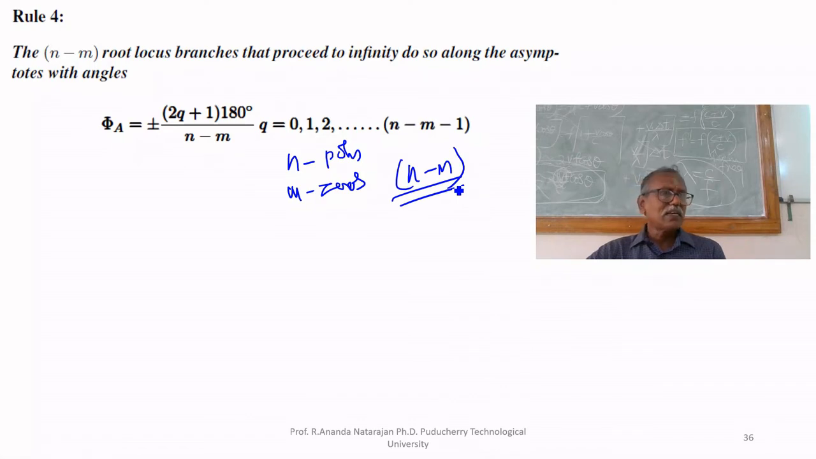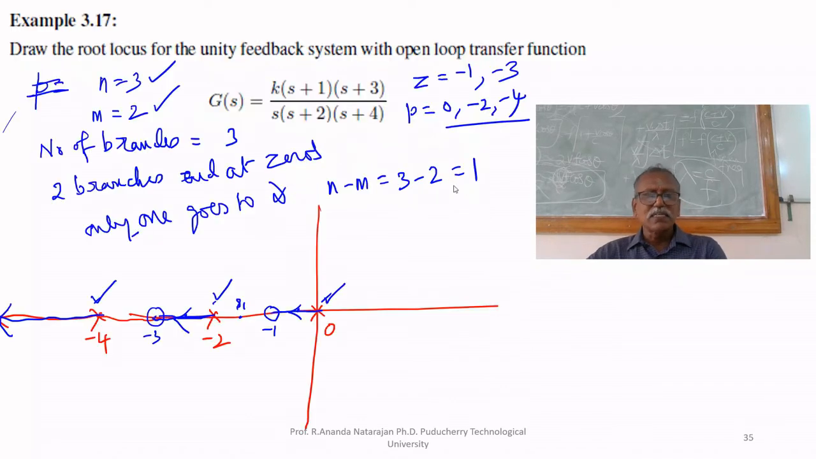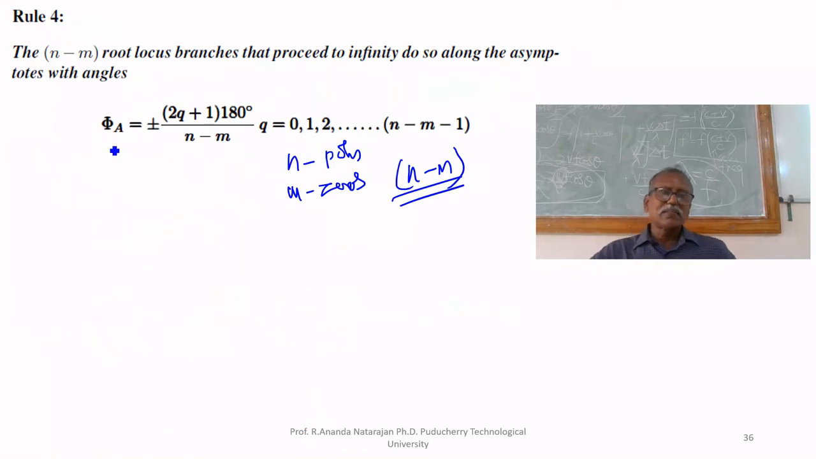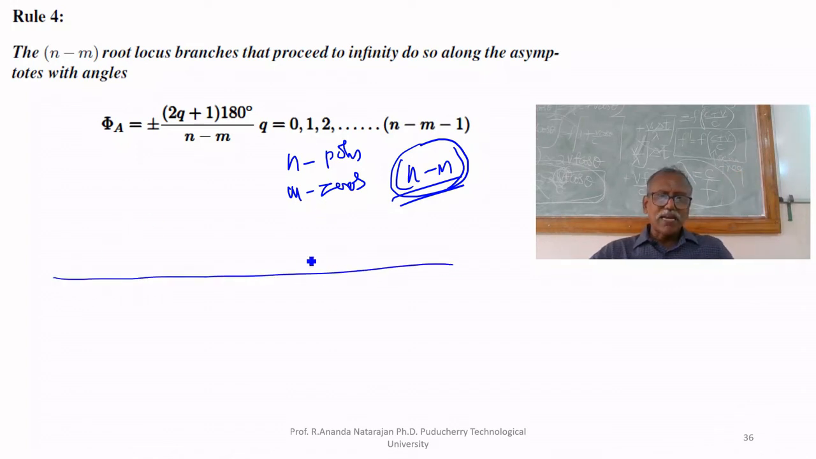In the previous case, this root locus branch ended at infinity at an angle of 180 degrees. It goes to infinity at an angle of 180 degrees. Like that, here we have to find an angle for the n minus m branches. Suppose we assume that n minus m branches end at infinity.